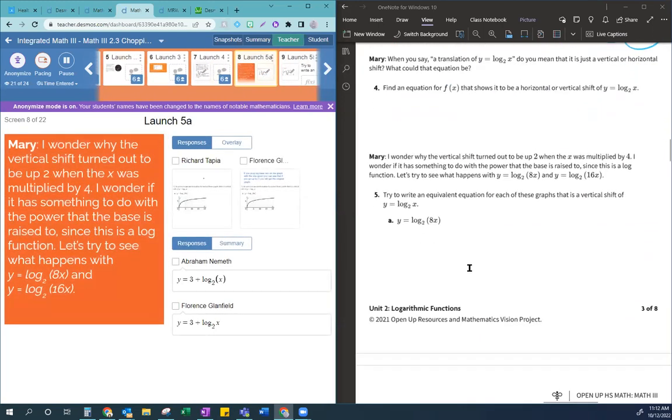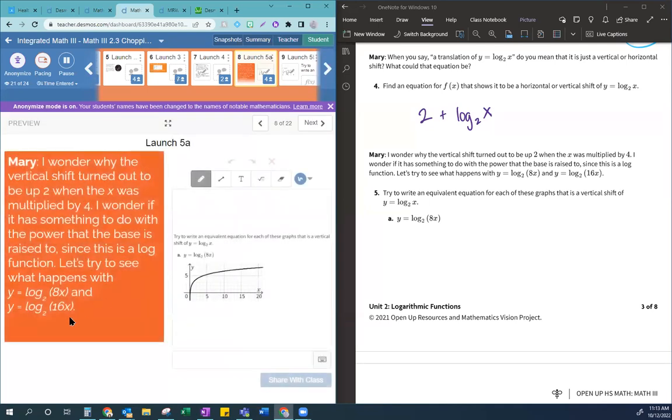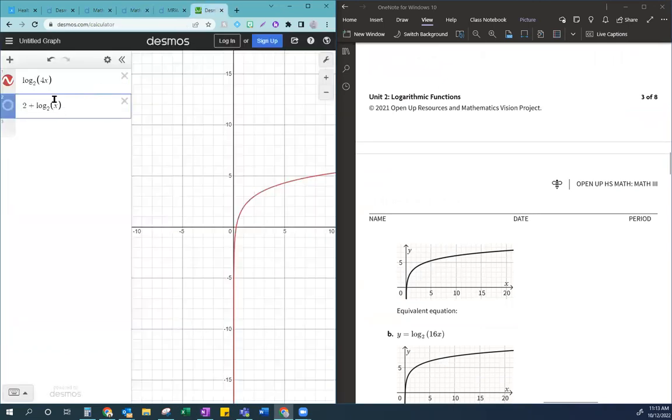Let's see, number 5. It says, I wonder why the vertical shift turned out to be up 2 when x was multiplied by 4. I wonder if it has something to do with the power that the base is raised to, since this is a log function. Let's try it with log base 2 of 8x and log base 2 of 16x. So really quickly, any ideas on what these two would shift up by, according to what you just learned? Log base 2 of 8? What would it be shifted up by? Now you can kind of see the graph here if you look really carefully. Look very carefully here, and I need to zoom in, maybe.